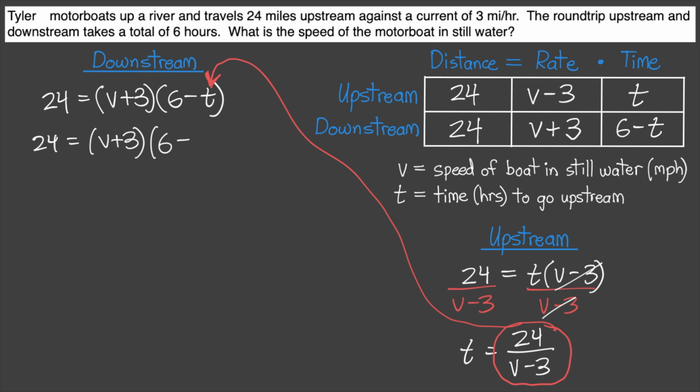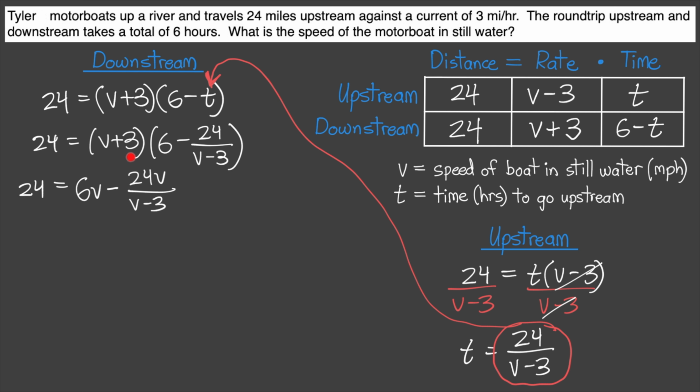So it'll be 6 minus 24 over V minus 3. Next, we want to FOIL out these two guys because they're both binomials. So we're going to distribute the V to the 6 and then to the 24 over V minus 3. So let's go ahead and do that first. So that'll give us 6V minus 24V over V minus 3.